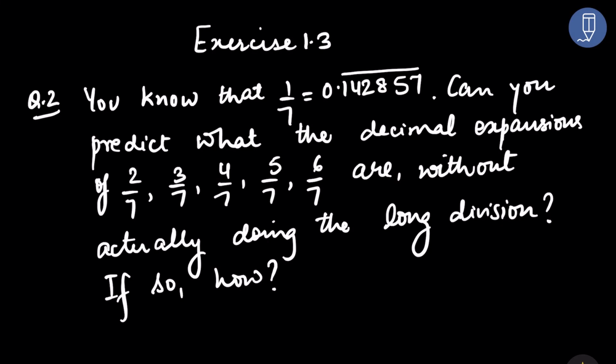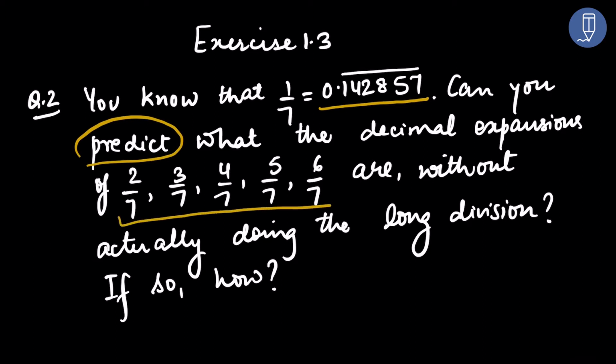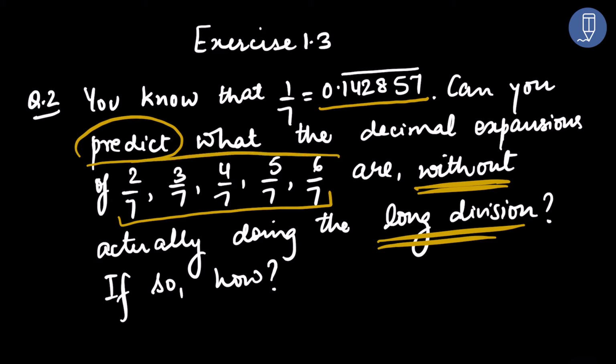In this video, we'll do question number 2, exercise 1.3. This is chapter 1, number systems. The question says that 1 by 7 is equal to 0.142857 bar. Now we have to predict the value of these rational numbers without actually doing long division. We do not have to perform long division, and we have to find the value of these numbers.